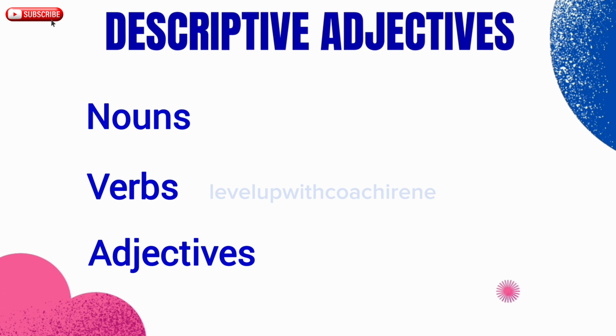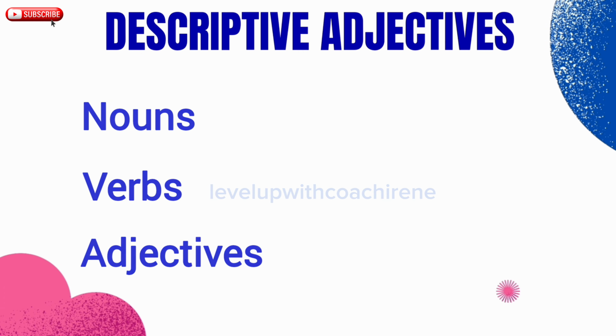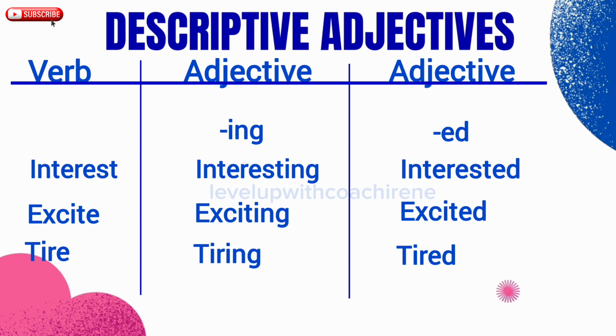Let's look at an area where students commonly make mistakes. Adjectives formed from verbs using the ending ing and ed. Take a look at this table. The adjective interesting and interested are formed from the word interest, inciting and incited from the verb incite, tiring and tired from the verb tire.